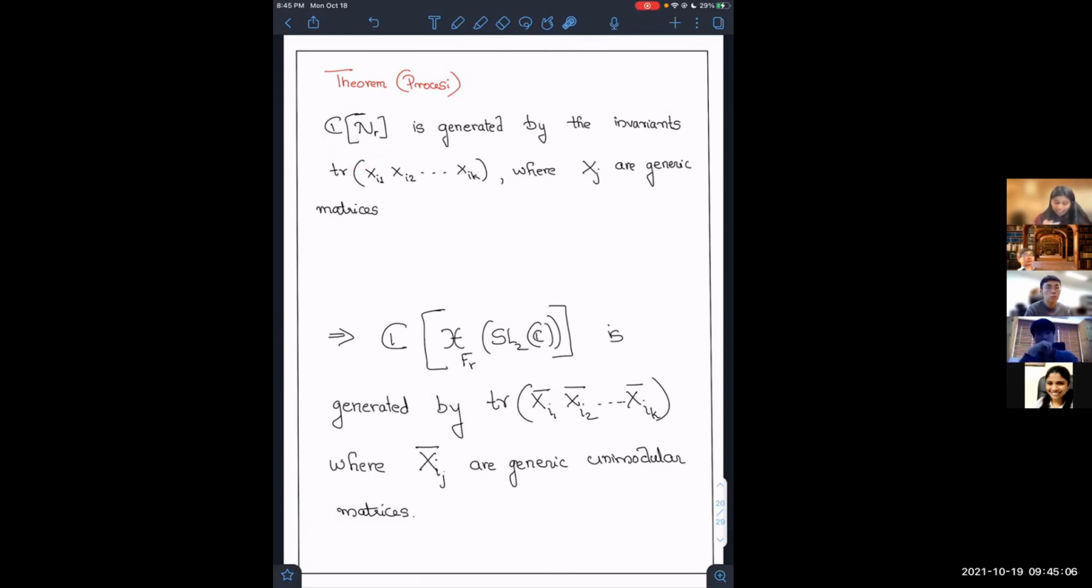And then immediately from that, if we look at the projection of these traces in the quotient ring, or the coordinate ring, that gives us the generators for the coordinate ring of the character variety. So basically, the traces of the products of generic unimodular matrices give us the generators for the coordinate ring of the character variety.